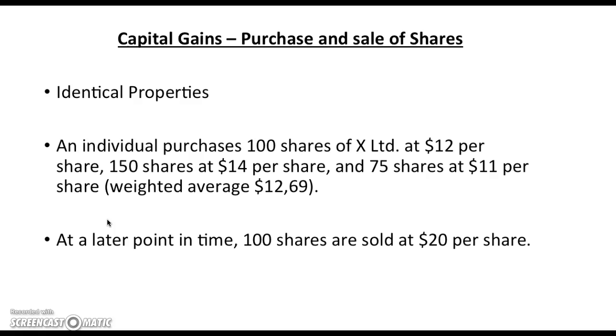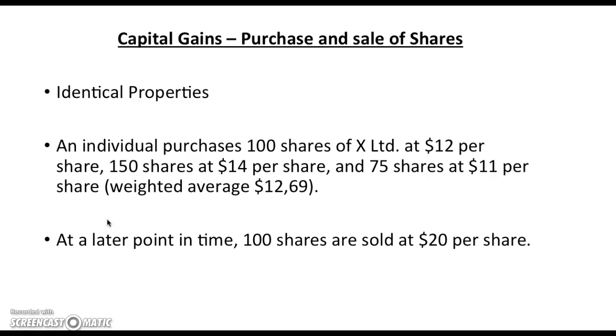So in this example we're going to have a look at an individual who buys 100 shares of Company X at $12 per share, an additional 150 shares at $14, and another 75 shares at $11, which would give us a weighted average share price of $12.69. At a later point in that year, he sells 100 shares at $20 per share.